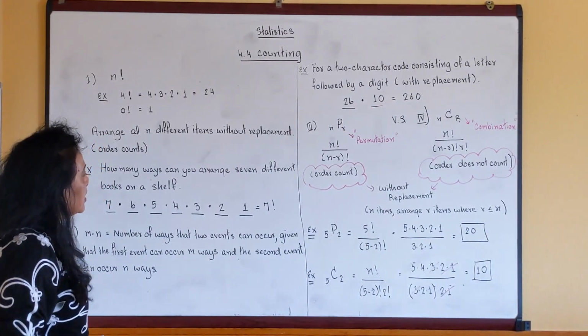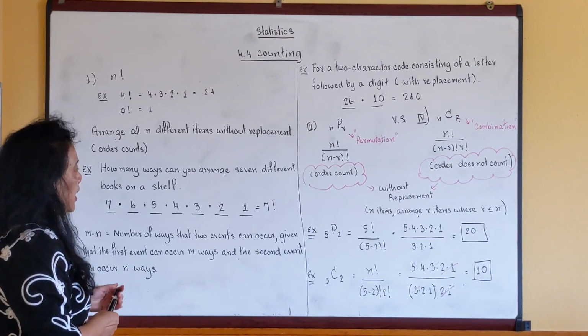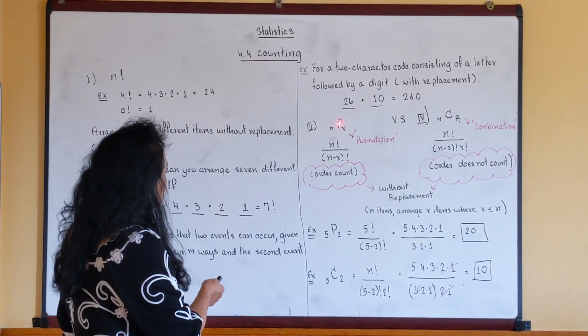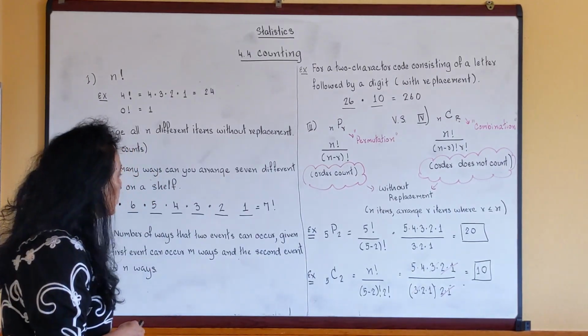Alright? The next one is permutation. Permutation, the notation looks like this. P, n choose r. This is called permutation.